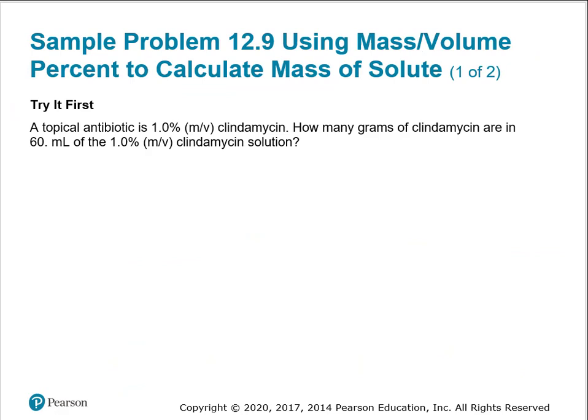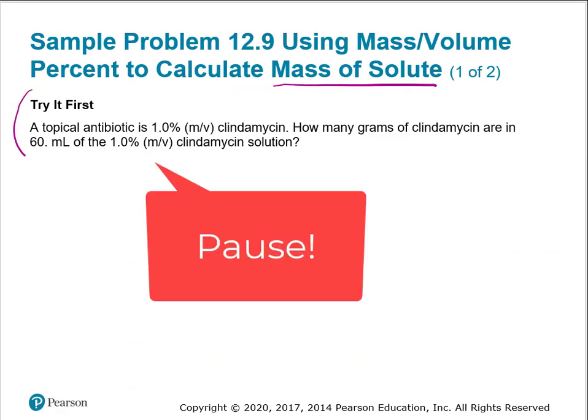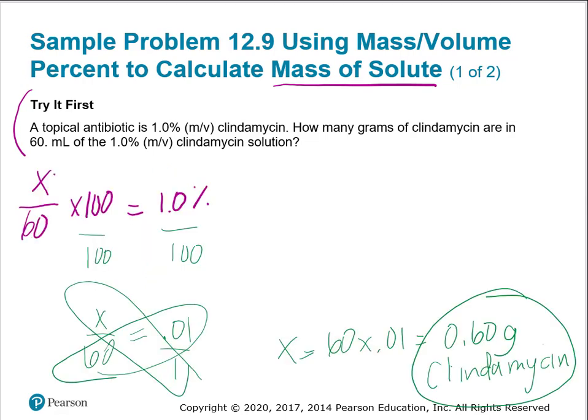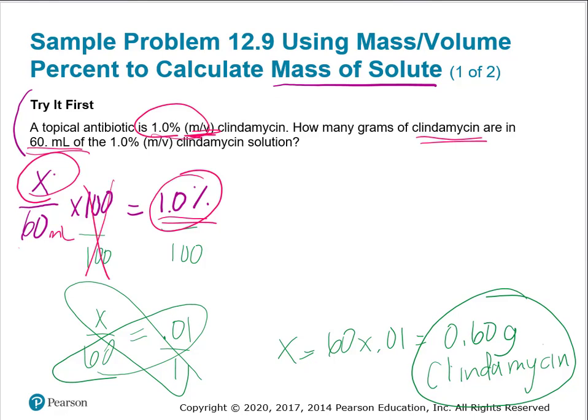This problem wants us to work backwards to calculate the mass of the solute. Pause the video as you work through this. Here I set it up. It said that a topical antibiotic is 1% mass volume clindamycin. So I put my 1% as the final answer. How many grams of clindamycin are in, so I put my X for my grams of clindamycin, are in 60 milliliters, so that's my denominator, of the 1%. So then I just worked backwards. I divided both sides by 100 to get X over 60 is equal to 0.01, and I just put over 1 to help me with my cross multiplying.